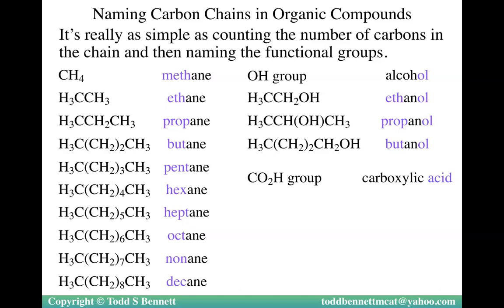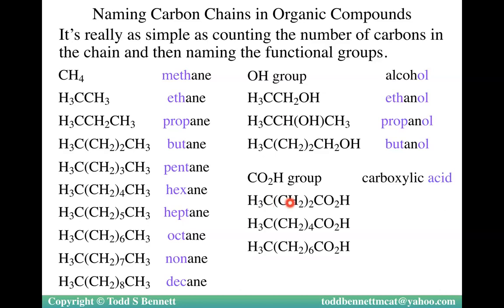Carboxylic acids, we'll toss those in there as well. Same rules. 1, 2, 3, 4 carbons. 1, 2, 3, 4, 5, 6 carbons. 1, 2, 3, 4, 5, 6, 7, 8 carbons. So 4 carbons would be butanoic acid. 6 carbons would be hexanoic acid. 8 carbons would be octanoic acid.